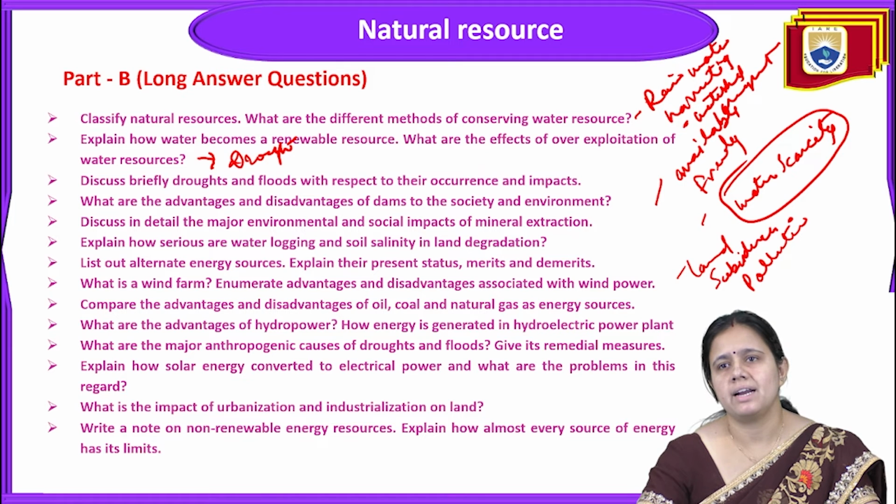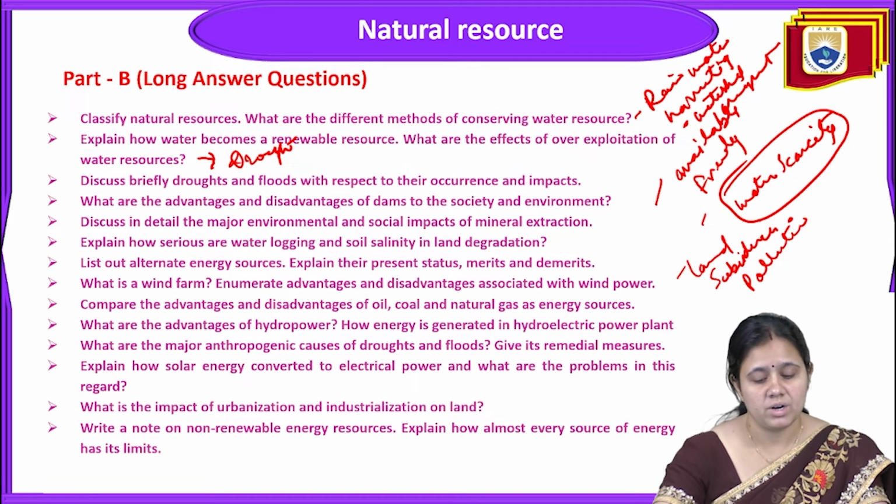And the demerit is that sometimes it is associated with weather conditions. If we're using solar light and the weather is not good, then you will not get energy. Like that, some demerits are there, and sometimes it is much costlier. If we talk about wind energy, it is costly also.